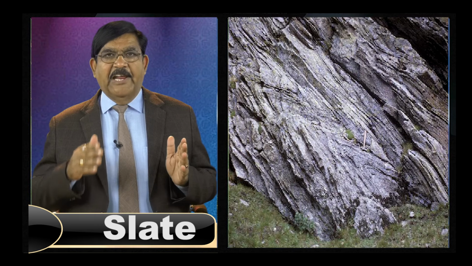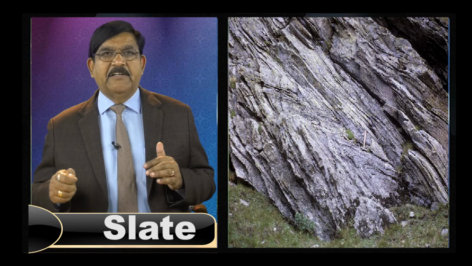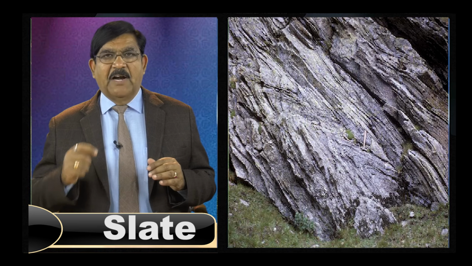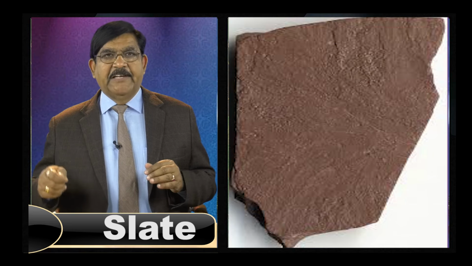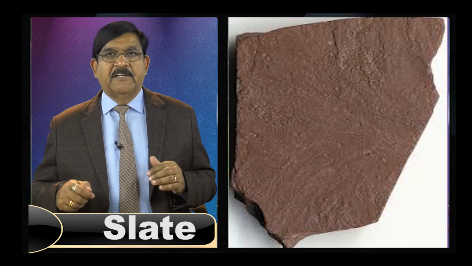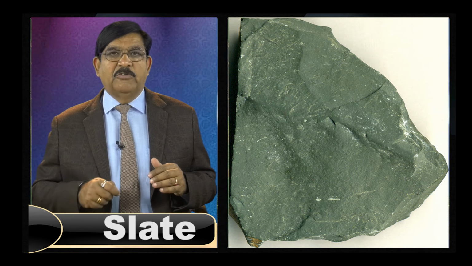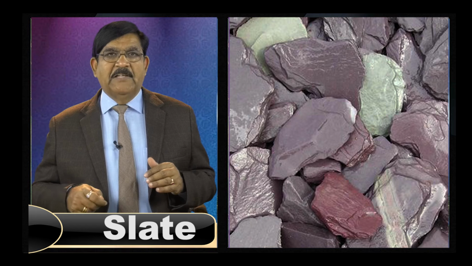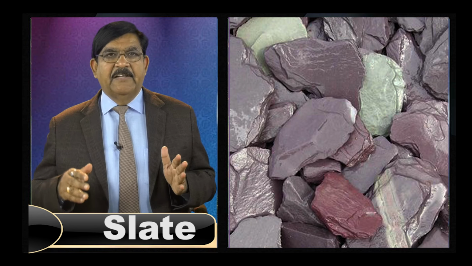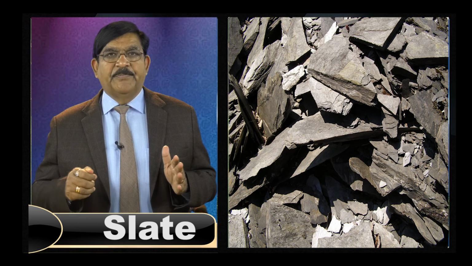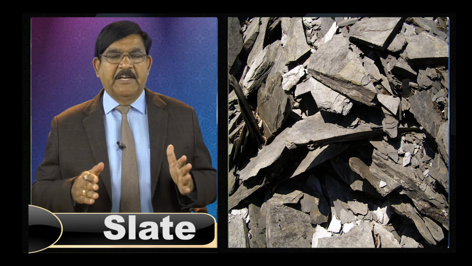The color of slate depends on the chemical composition of its parent shale or mudstone. Red slates are rich in hematite, an iron oxide. Green slates contain a significant amount of chlorite. Purple slates are stained by manganese oxide, and black slates contain carbon-rich organic material.